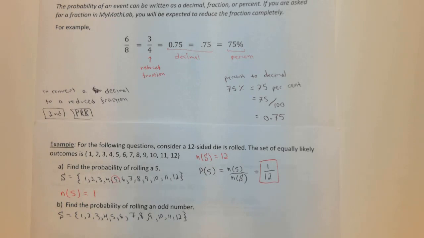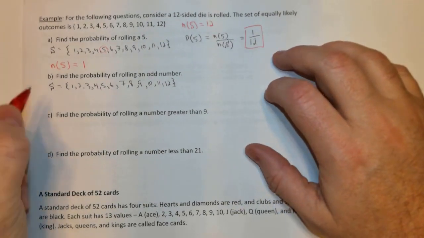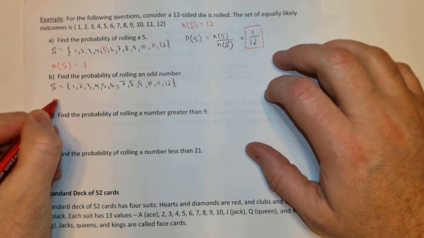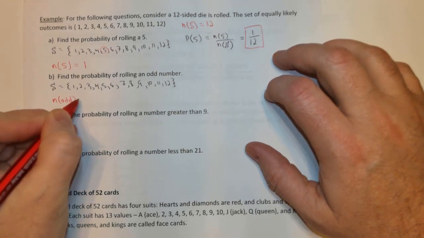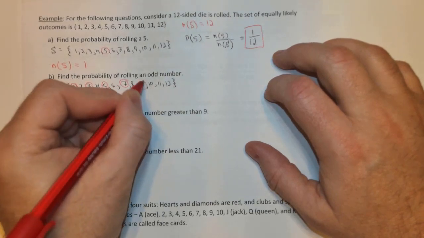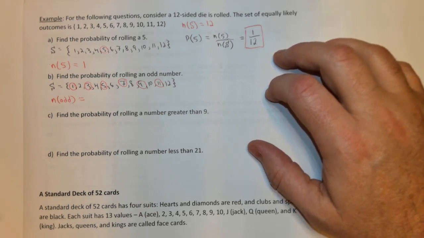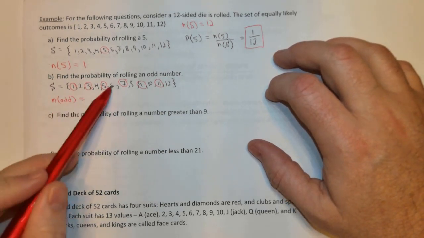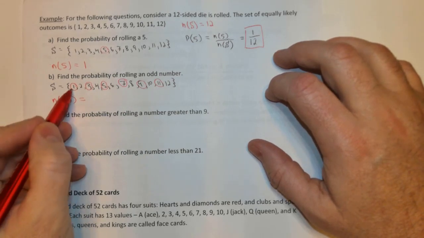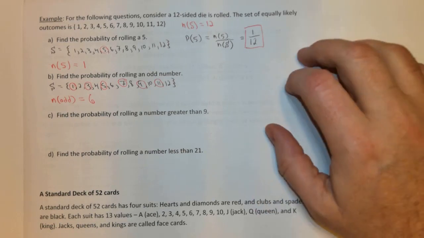All right, so the probability of rolling an odd number. So the number of odd things, let's go find them. 1, 3, 5, 7, 9, 11. An odd number is any number that's not even. An even number is divisible by 2. So 1, 2, 3, 4, 5, 6. Makes sense that half of them are odd.